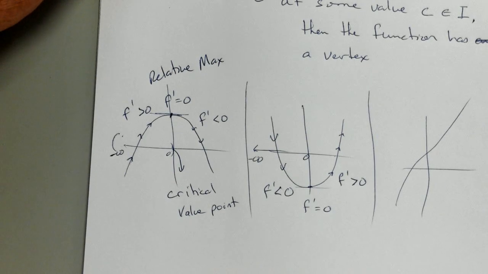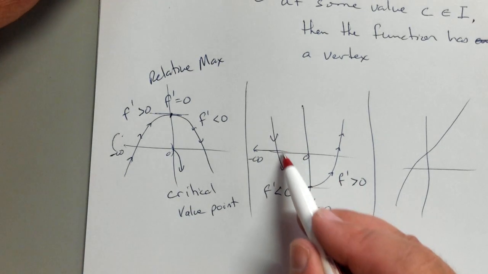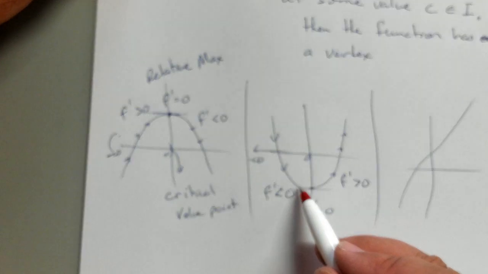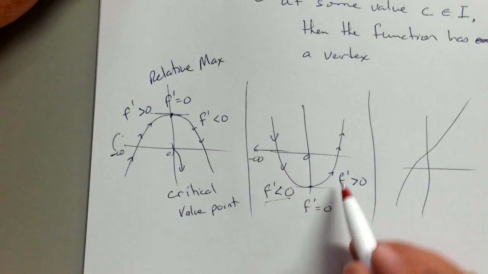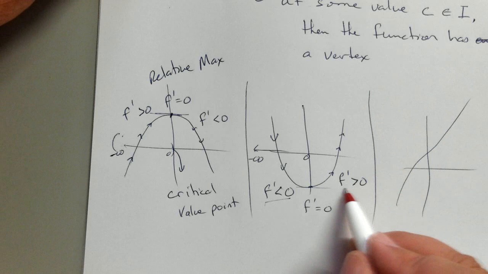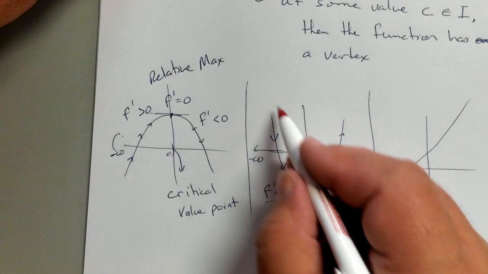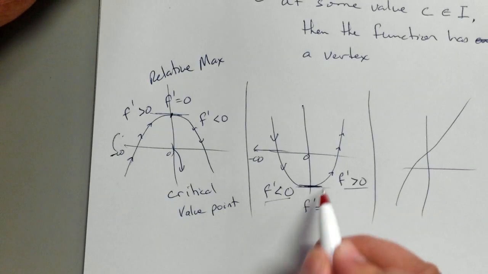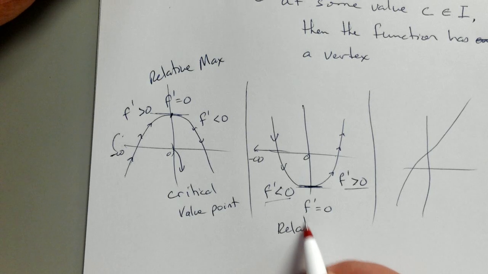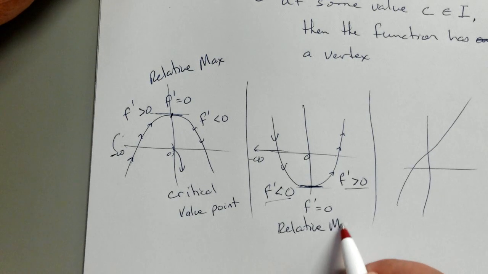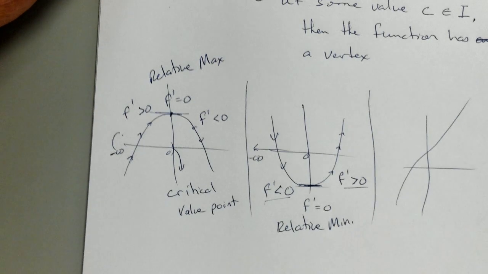In the second one, we have a negative slope, and then it turns into a positive slope. So if you're going down and back up, then we have a relative minimum.